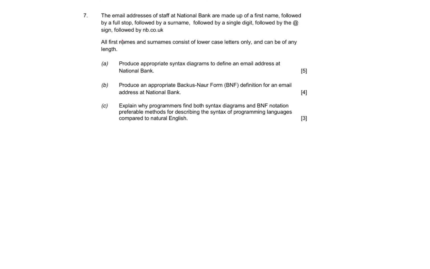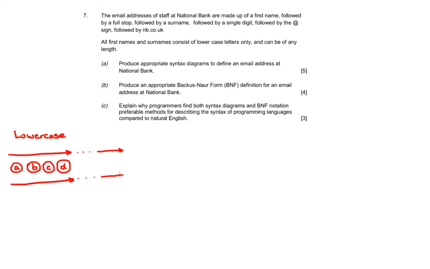7a says, produce appropriate syntax diagrams. That implies to me there's plural here to define an email address at National Bank. So remember the shapes for our diagram. Anything inside a circle is a terminal, and my lines represent OR. So my lowercase rule looks like this. I can have an A, or a B, or a C, or a D up to the value of Z, and I can carry on and choose one of those.